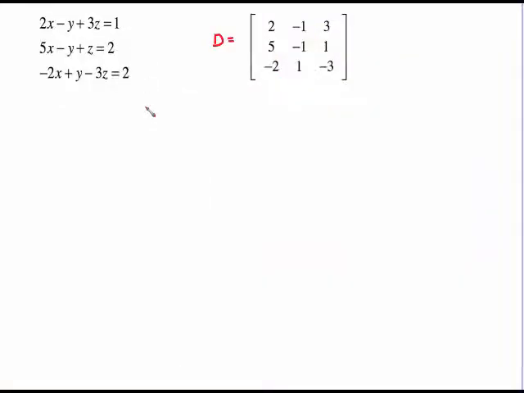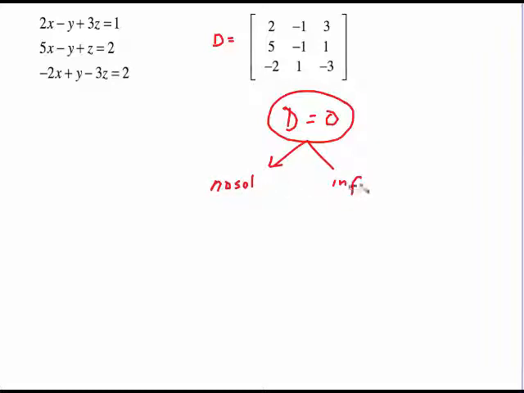All right, this one, I've already got the D matrix written out just to save a little bit of time. And to save a little bit more time, I'm going to tell you that this determinant equals 0. Because the determinant equals 0, that tells me that we cannot use Cramer's rule to continue this. It also tells me if the determinant is 0, it is either no solution or it is infinite solutions.